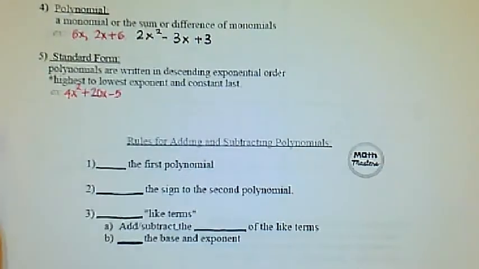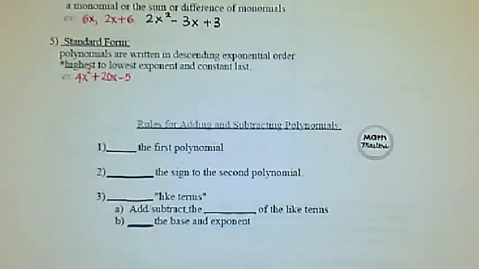Oh, I missed one of my vocab words, sorry. Standard form is simply polynomials that are written in descending exponential order. So highest to lowest exponent, and the constant is always going to be last, if there is a constant. For example, 4x squared plus 20x minus 5. All the other examples I gave you were actually in standard form already, and we did talk about standard form when we talked about linear equations.